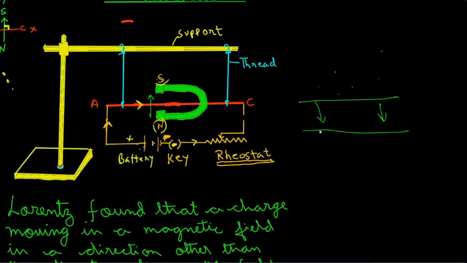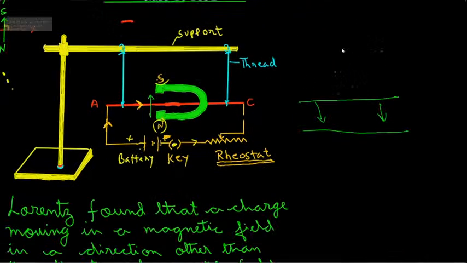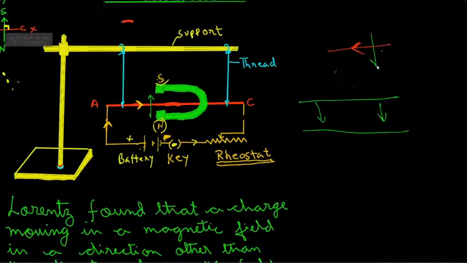Okay, now जब मैंने अब ये दिशा बदल दी, when I change the direction of the battery, now my current direction changed. Okay, now the current became from C to A. So now the current direction is this. Okay, and I change the magnetic field also, मैं मैग्नेटिक फील्ड भी बदल देता हूँ। अब मेरा मैग्नेटिक फील्ड ऊपर से नीचे आ रहा है। तो अब मेरा कंडक्टर कहाँ जाएगा?